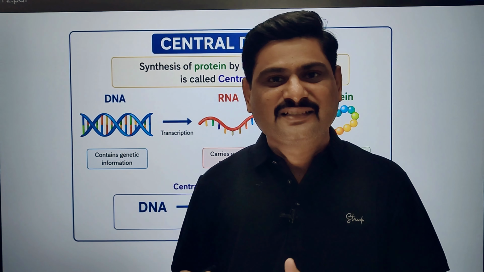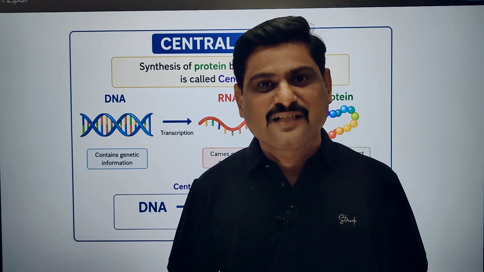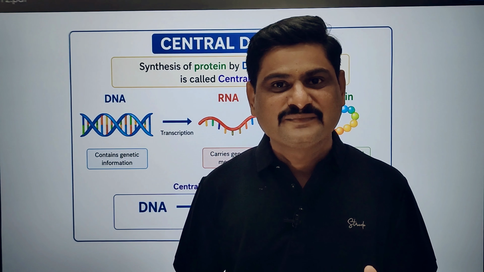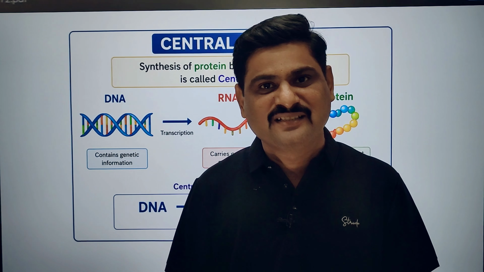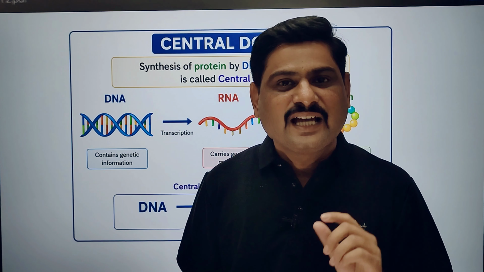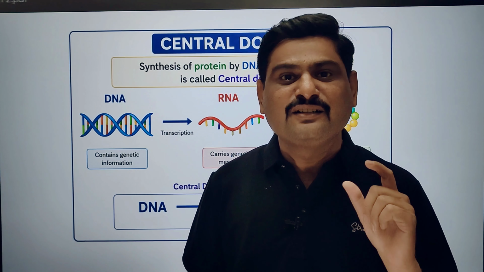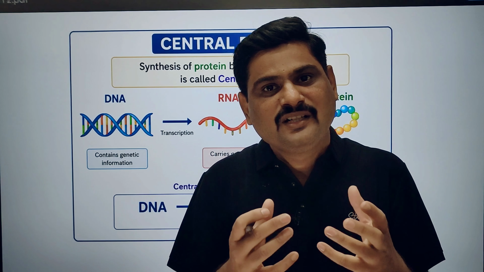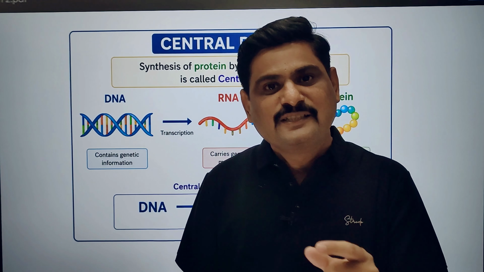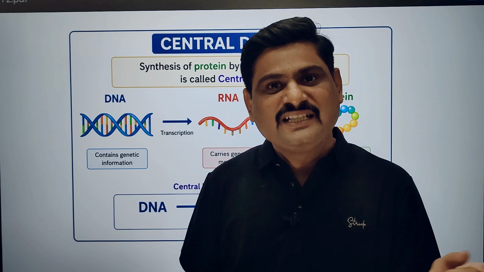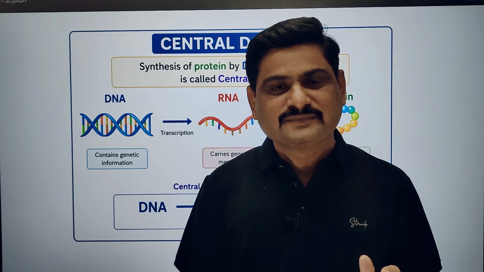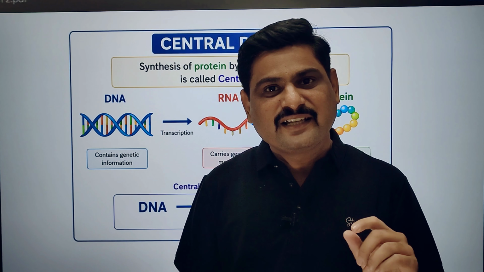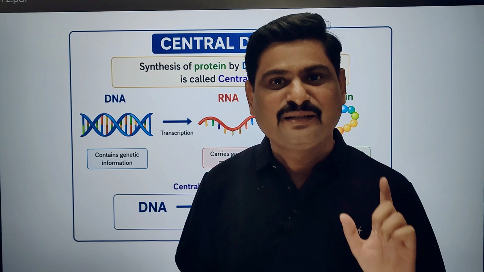Children, in the last lecture we started the chapter Heredity and Evolution from class 10. In that lecture we discussed heredity and the central dogma. In heredity there is a transfer of biological characters from one generation to another with the help of genes. The second concept, central dogma, is where we understood that all information about protein synthesis is present in DNA. So protein is synthesized by DNA through RNA, which is called the central dogma. So in the last lecture we understood that if you want to make any protein, DNA is very important.